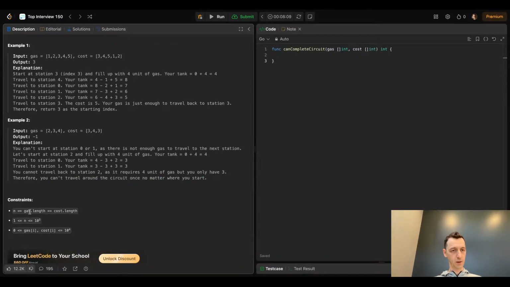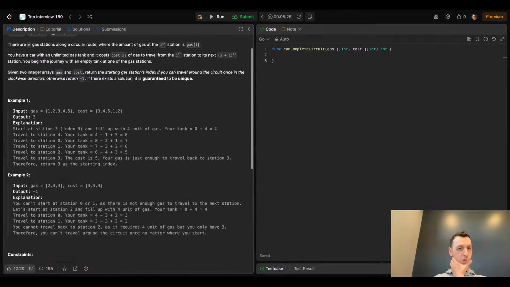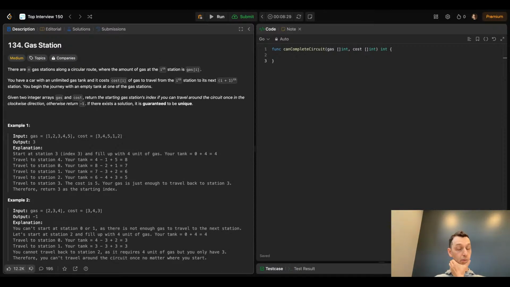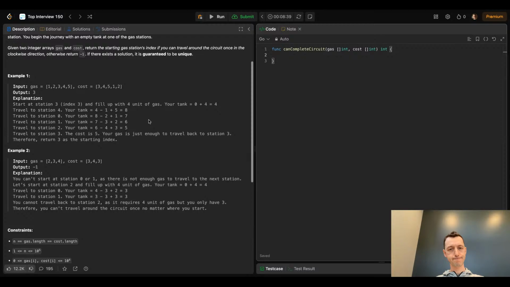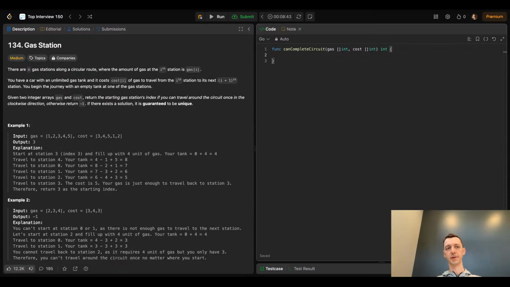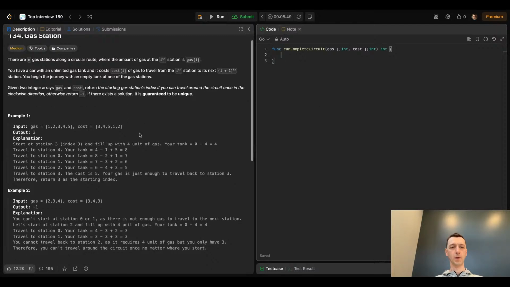Okay, so they have the same length n, and it's up to 10 to the 5. The values are up to 10 to the 4. My mind is a little rusty. This problem feels like it would be good to have some whiteboard to draw on to solve it.